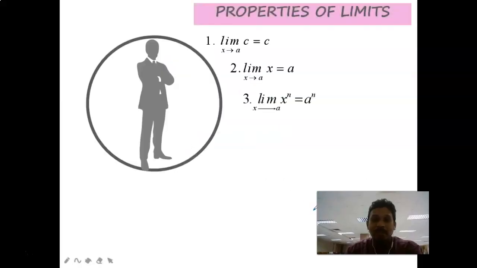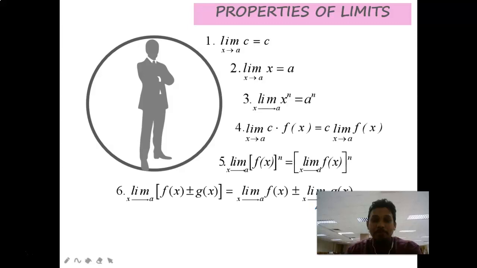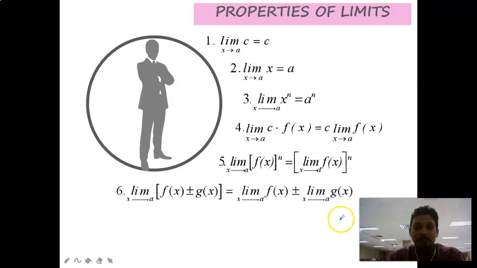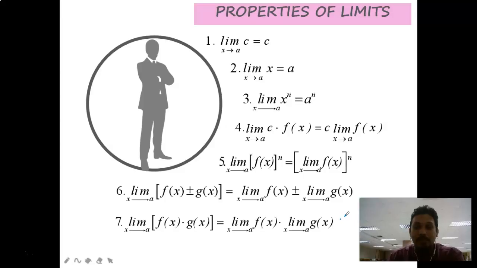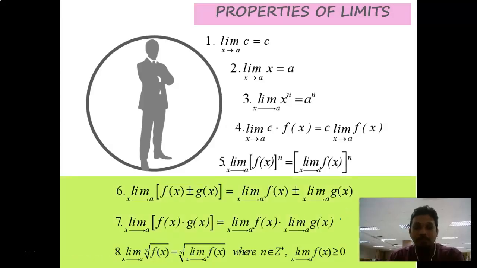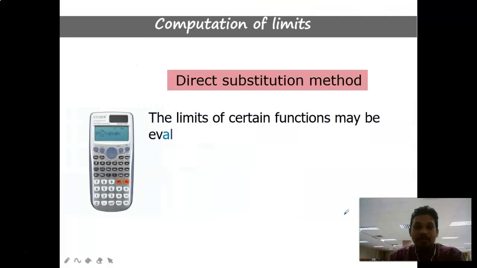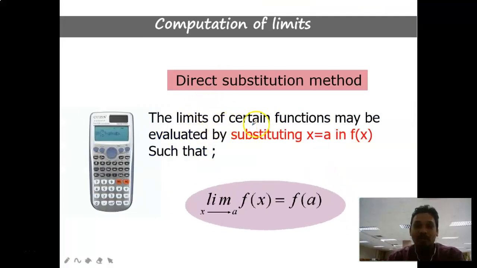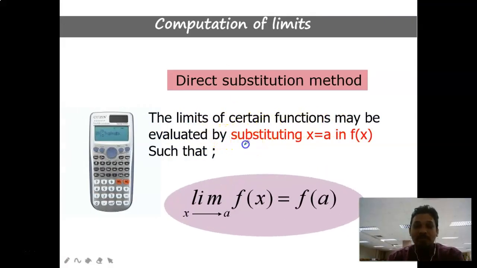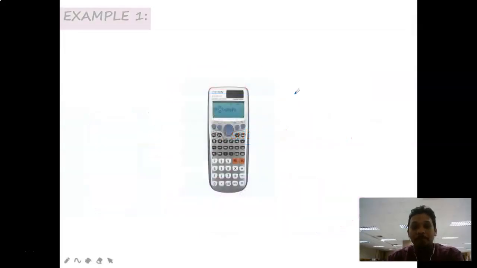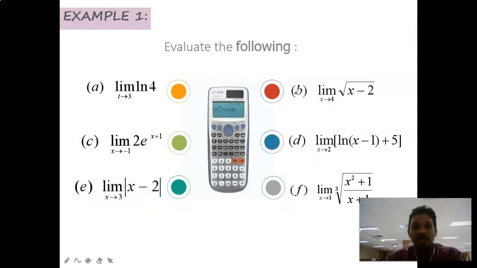So for the properties of limits, please refer to this one here. Direct substitution: the limit of a certain function may be evaluated by substituting x equal to a into the function, such that the limit of f(x) as x approaches a equals f(a). Direct substitution. So let's take a look at the first one now.